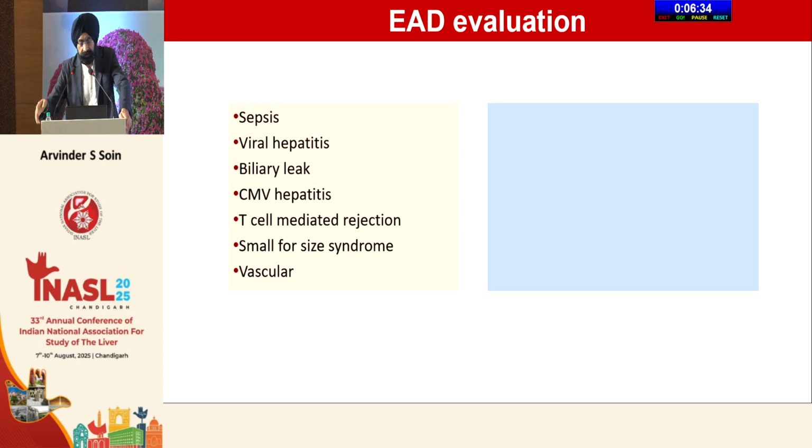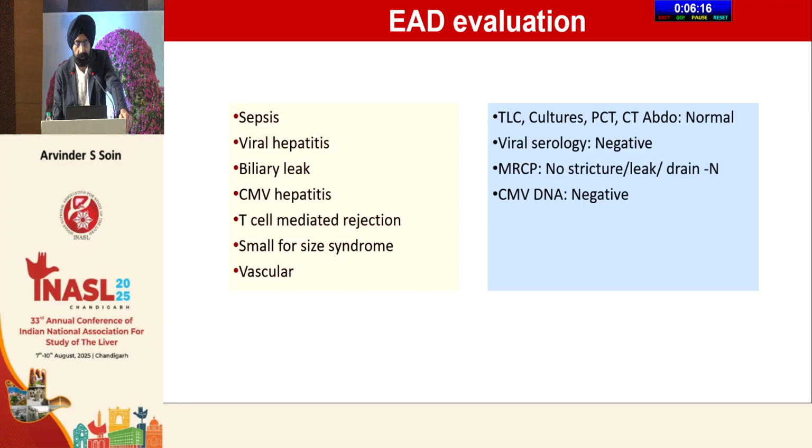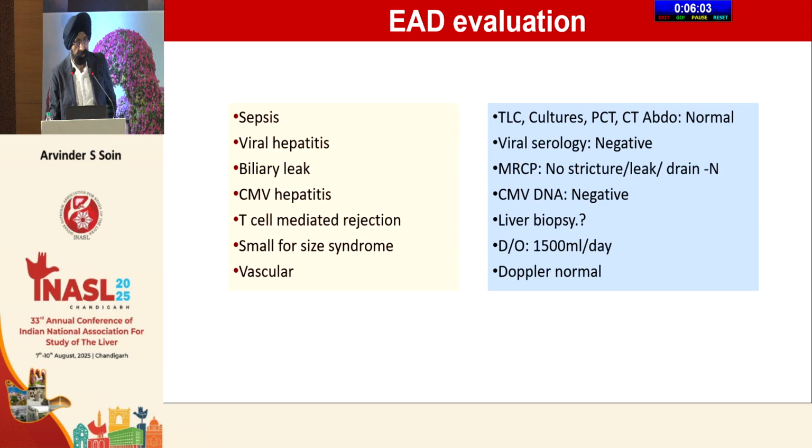So what we did for this patient, obviously we excluded all these things. So for sepsis, we did the usual things, and there was no apparent sepsis. There was no viral hepatitis. There was no bile leak. CMV, although early, was negative. We did do a biopsy, and I'll show you what the biopsy showed. There probably was small for size syndrome with a drain output of 1500 ml a day, and there was no vascular complication.